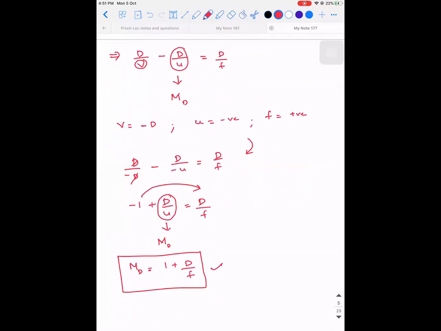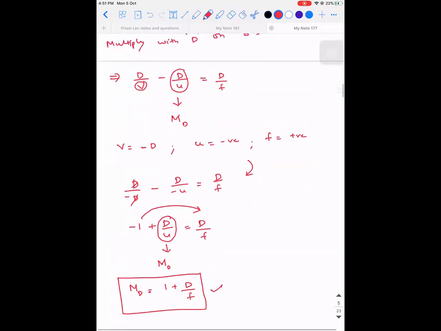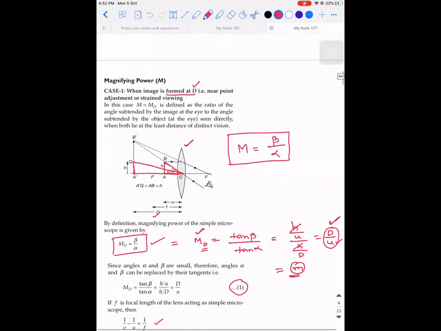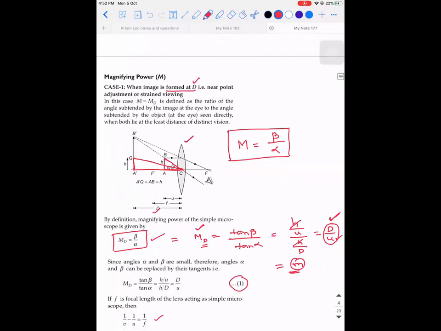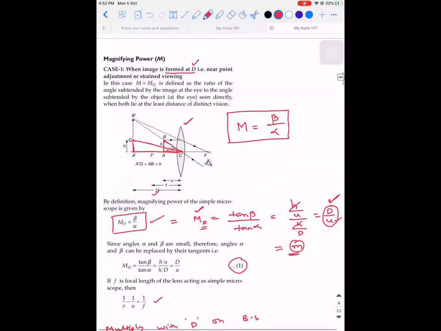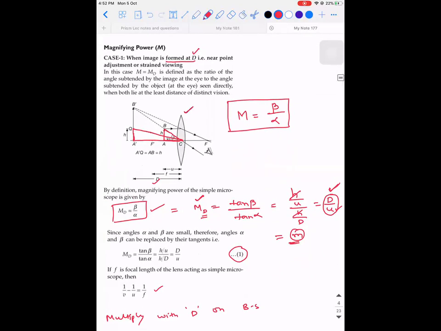No, sir. Sir, can you show the diagram, sir? Thank you, sir.